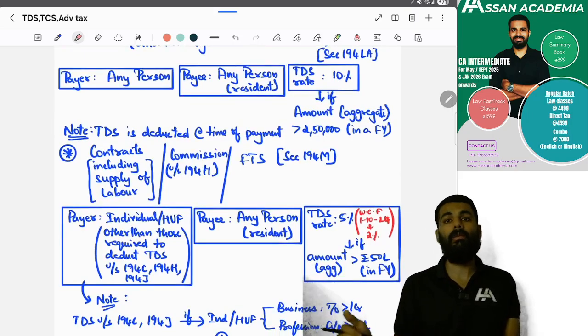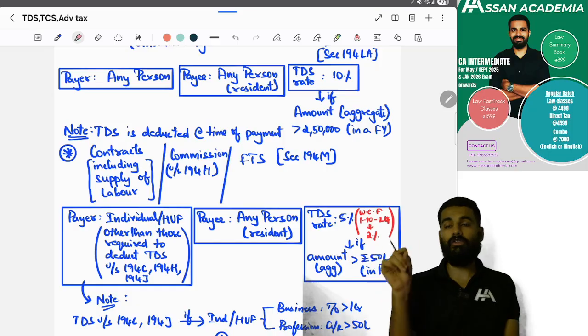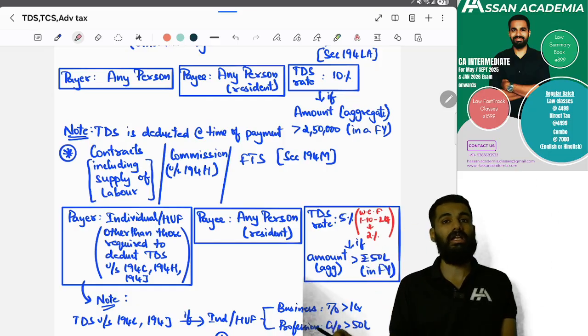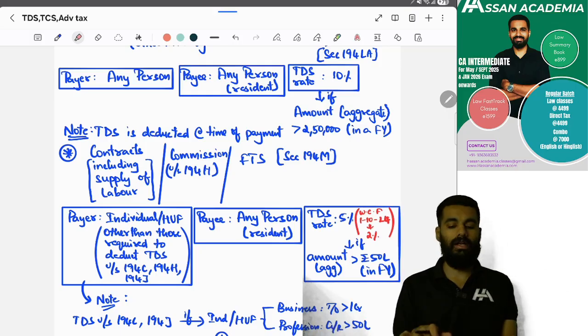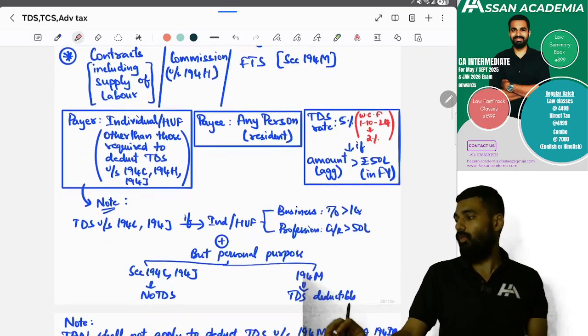Any person making payment to a resident person, then you have to see whether the amount received in a financial year is more than 2.5 lakhs or not. If yes, TDS of 10% will get deducted. Yes or no? Next, section 194M.